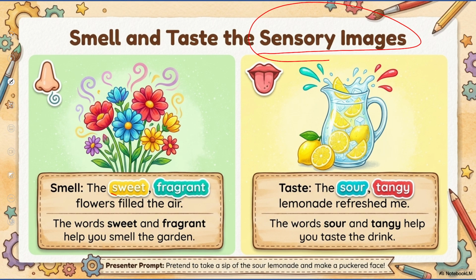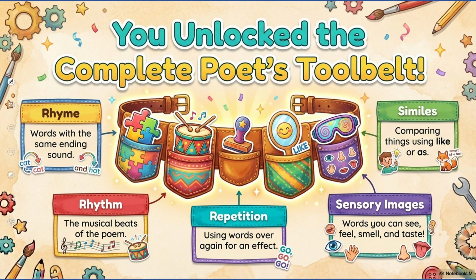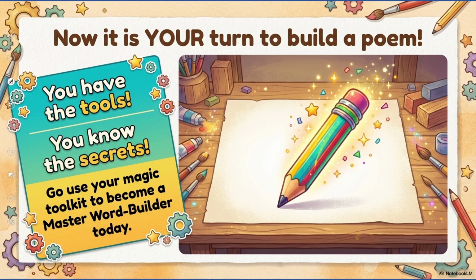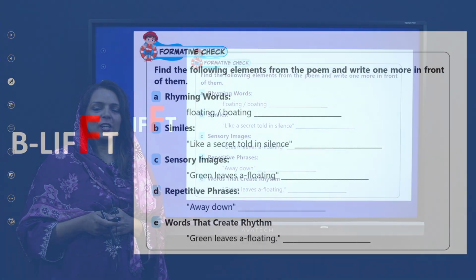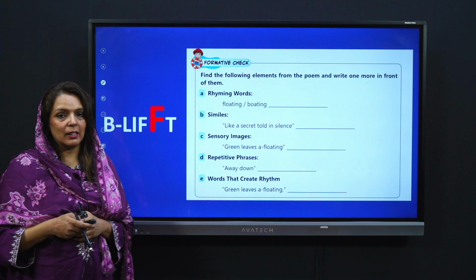For example, the sweet fragrance. Again, it is related to the sense of smell, and the sour or tangy, again related to the sense of taste. So rhyme, rhythm, repetition, sensory images and similes make the poem very interesting. So if you want to come up with your own poem, make sure that you use all of these 5 elements. Now, to check your understanding of the focus, we have designed this formative check.